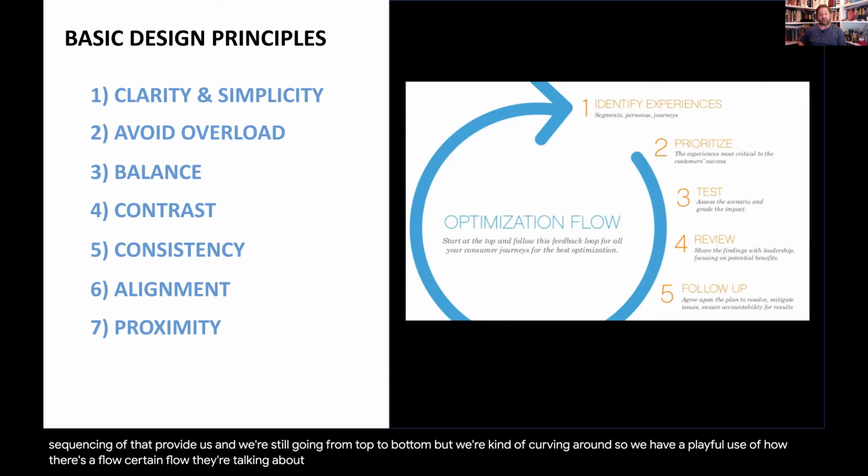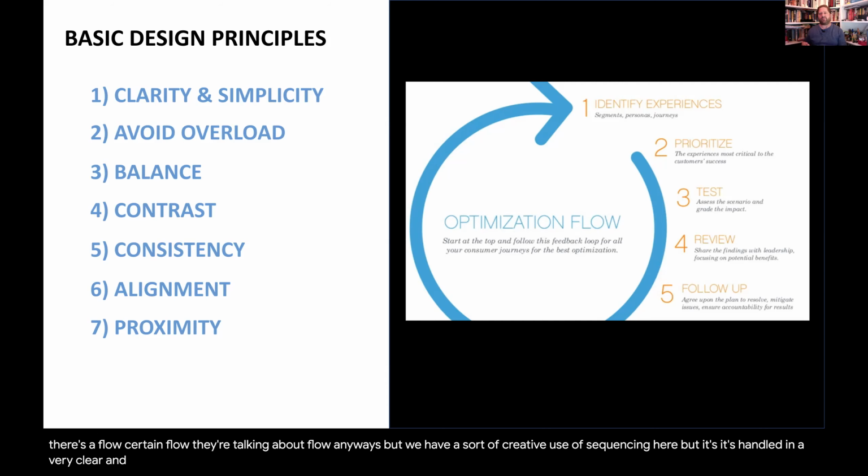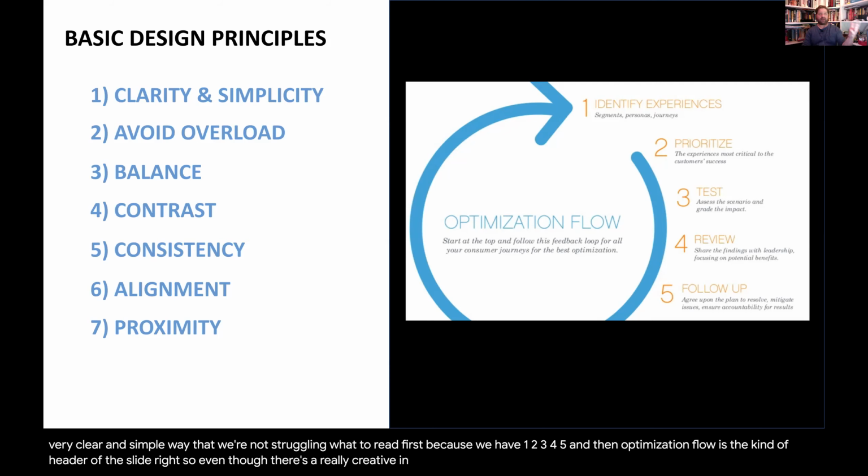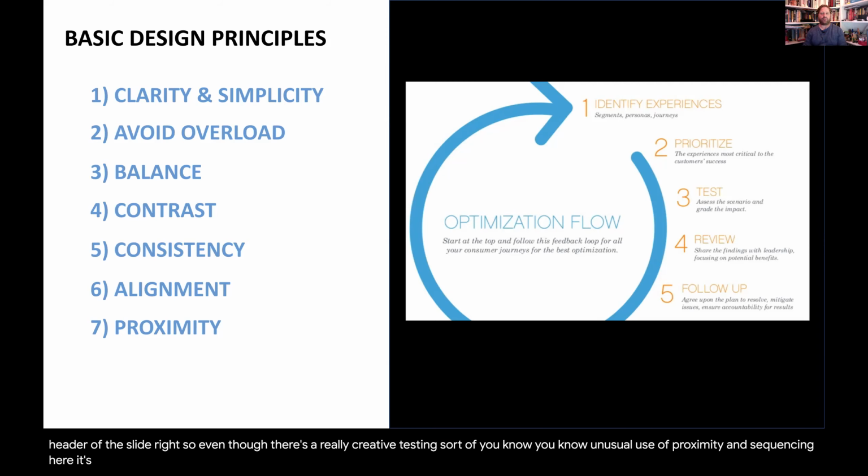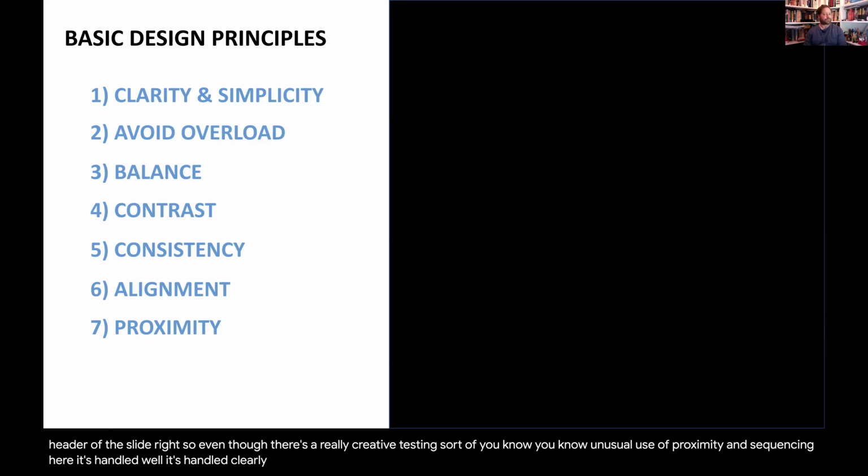They're talking about flow anyways, but we have a creative use of sequencing here, and it's handled in a very clear and simple way. We're not struggling with what to read first because we have one, two, three, four, five, and then optimization flow is the header of the slide, right? So even though there's a really creative, unusual use of proximity and sequencing here, it's handled well. It's handled clearly.